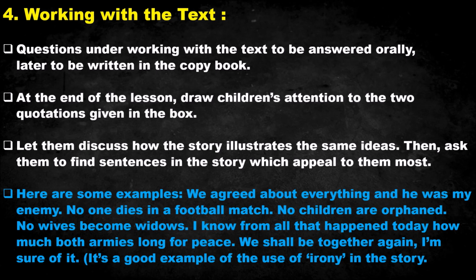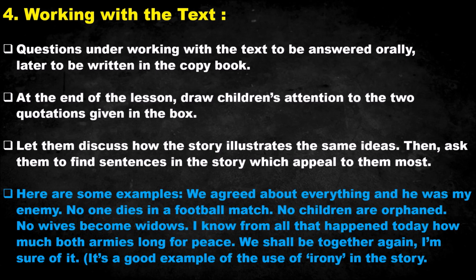The fourth component is Working with the Text. Questions under Working with the Text are to be answered orally, later to be written in the copybook. At the end of the lesson, draw children's attention to the two quotations given in the box. Let them discuss how the story illustrates the same ideas. Then ask them to find sentences in the story which appeal to them most.